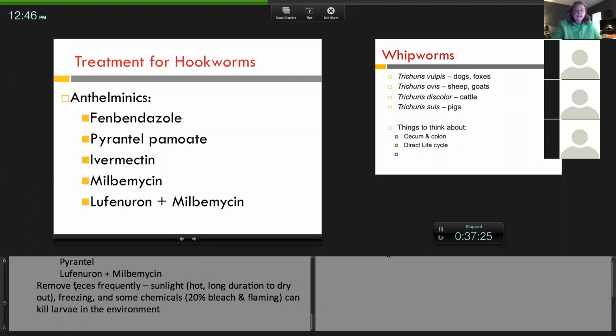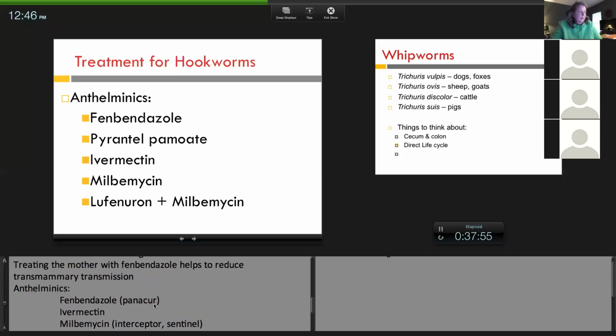Another thing, anytime we talk about a treatment, obviously I'm talking about medications, but you have to think about environment and sanitation. So removing feces frequently. Now, if there's a lot of sunlight that day, if it's hotter that day, it's going to have some success. Freezing will kill it. Some chemicals can kill the larvae. So this one's a little bit easier to kill than some in the environment.